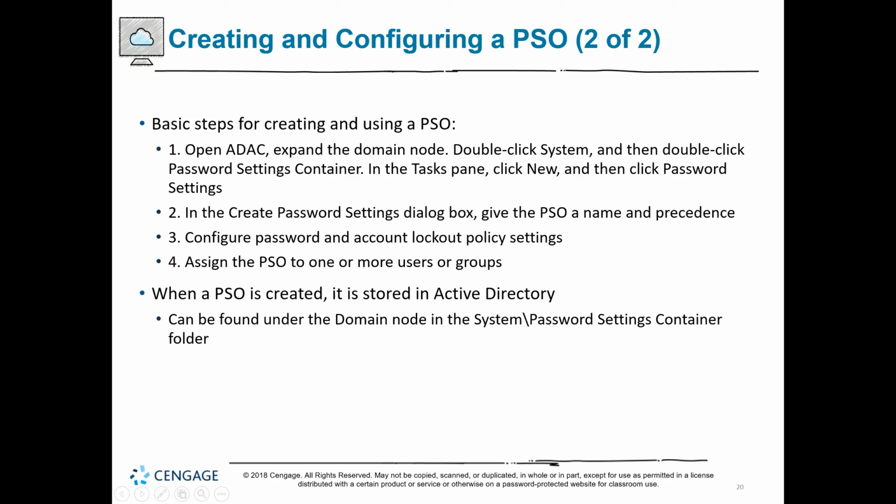All right, so here are the basic steps for creating and using a PSO. Open ADAC, expand domain node, double-click system, and then double-click password settings container. In the tasks pane, click new and then click password settings. In the create password settings dialog box, give the PSO a name and precedence. Configure password and account lockout policy settings. Assign the PSO to one or more user groups. When a PSO is created, it is stored in Active Directory. Can be found under domain node, and then you have your path there in the system password settings container folder.